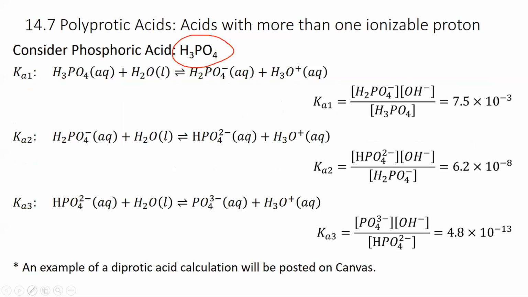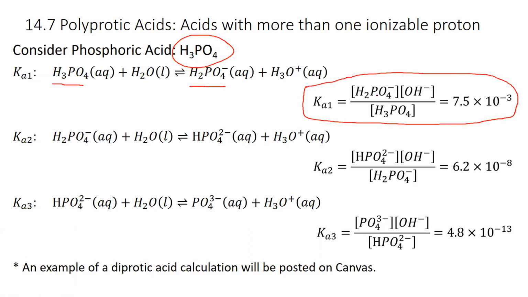Okay. So, where were we? We have our polyprotic acid where the first proton of phosphoric acid reacts with water to form hydronium and dihydrogen phosphate. And so we get a Ka expression, as you can see here, where in the numerator we've got our dihydrogen phosphate and our hydronium, and in the denominator we've got our H3PO4.